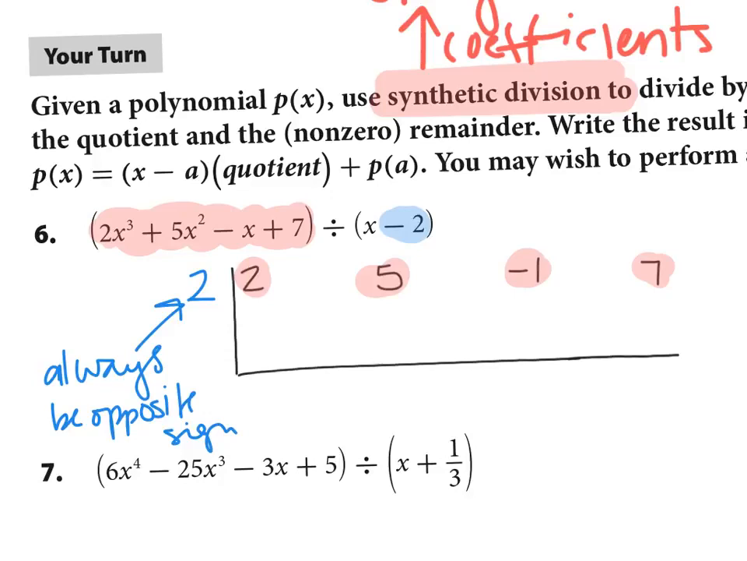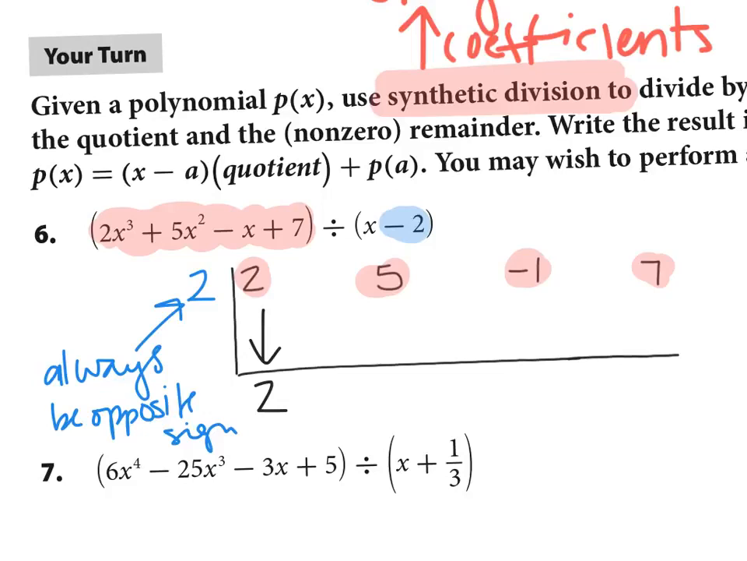Okay, so first thing I'm going to do is bring down this 2. Every time, the very first thing you do is you bring down that 2. Whatever that number is, you bring it down. And this is where things get a little bit weird. Remember I said we were going to do 2 things: we're going to multiply and add.